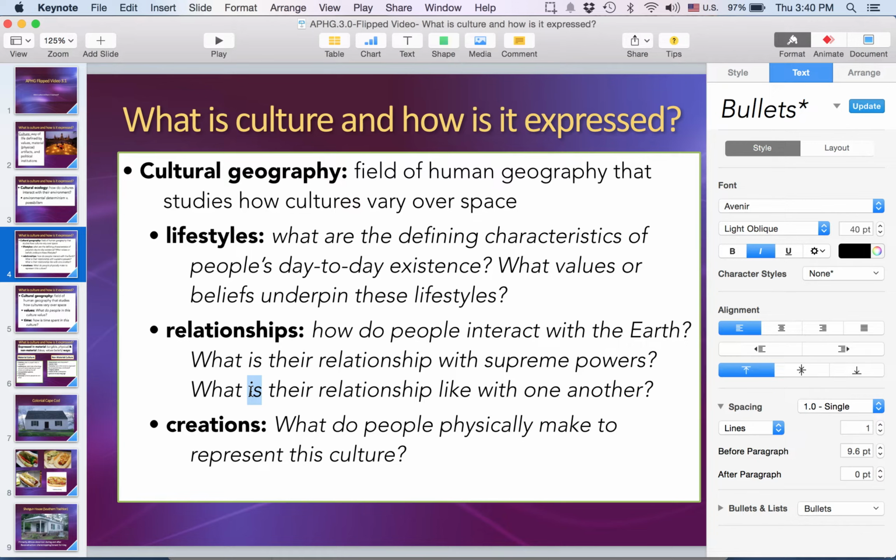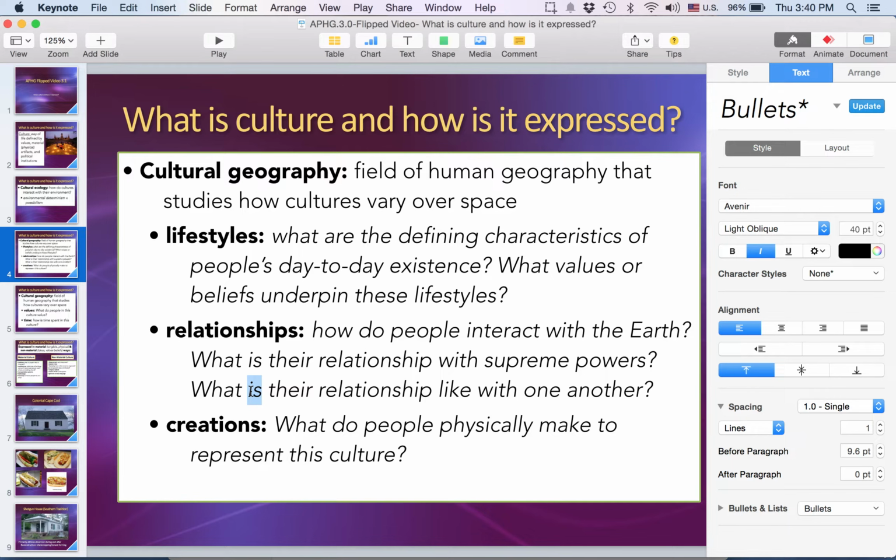And finally, when looking at relationships in cultural geography, you're looking at what relationships are like with one another. What's considered permissible for relationships? What does dating look like? What does friendship look like? What does communal life and entertainment look like for people?